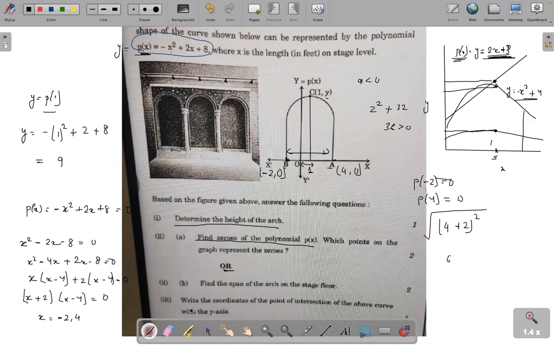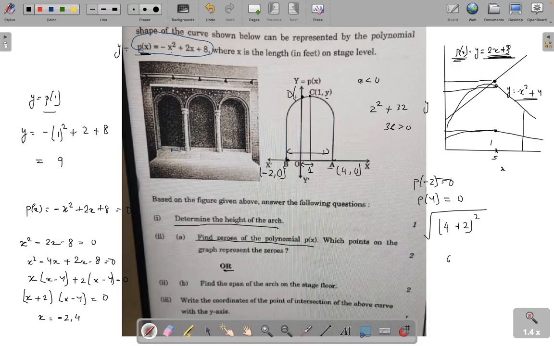Okay. Write the coordinates of the point of intersection of the above curve with the y-axis. So where is it intersecting with the y-axis? With the x-axis, we have already seen it is intersecting here and here. Where is it intersecting with the y-axis? To the left of C, it is intersecting. So you can make this a point D. Right. So you can draw this figure in the explanation and then mark this point as D. And then it is asking to write the coordinates.